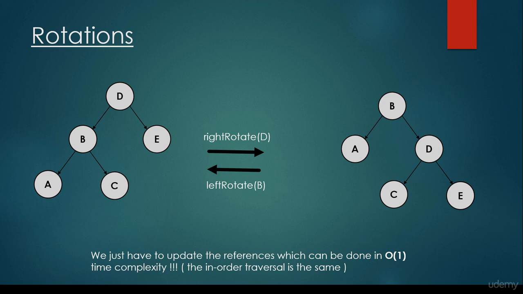Or for example, the in-order traversal. What's the in-order traversal for the left subtree? It is A, B, C, D, and E. After the rotation, we end up with the tree on the right. What's the in-order traversal for this tree? A, B, C, D, E. So we can make sure that these rotations are not going to change the features of the tree, which is quite good, of course. We don't want to change the properties with the help of these rotations. We just want to use these rotations to make sure that the tree is going to be balanced.